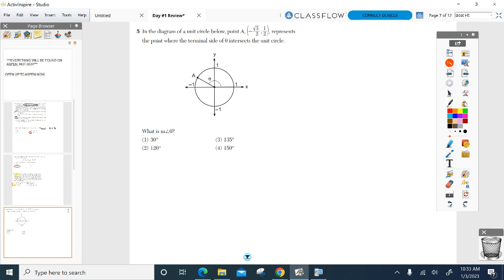All right, so here's point A, negative radical 3 over 2, 1/2. I want to know what's that angle right there. How many multiple choices are there? 4. Sometimes if you get desperate, it's going to happen. I don't care how good you are in this class, it's going to happen where you're like, I have no idea.